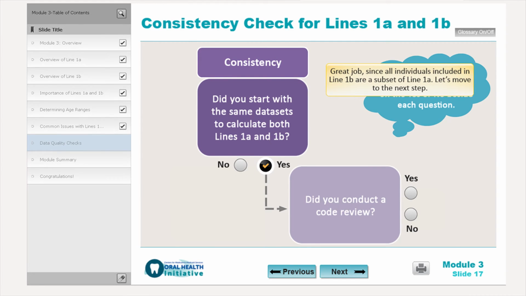If you answered yes, great job. You should start with the same data sets to calculate both lines 1A and 1B since all individuals included in line 1B are a subset of line 1A.